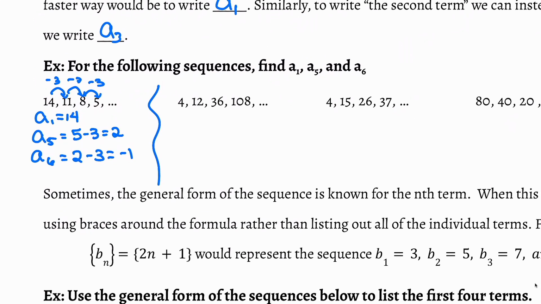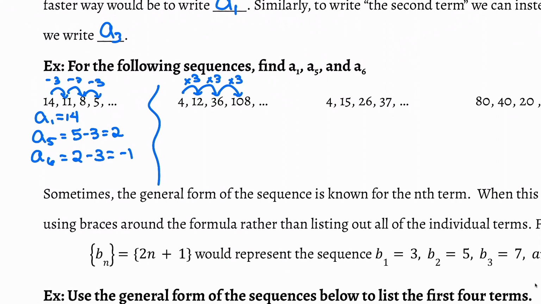Let's take a look at the next pattern. I got a 4, 12, 36, and 108. To go from 4 to 12, I can add 8. But if I add 8 more, that gives me 20, and that's not working. So I need to get to 12 a different way. If I were to multiply by 3, 4 times 3, that gives me 12. 12 times 3 gives me 36. 36 times 3 gives me 108. Looks like this is working.